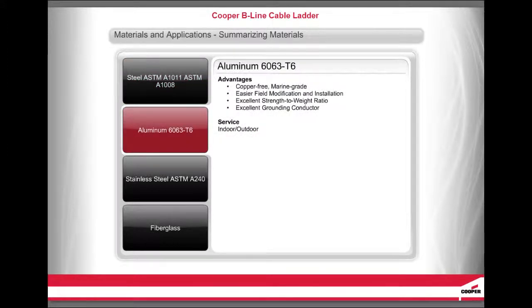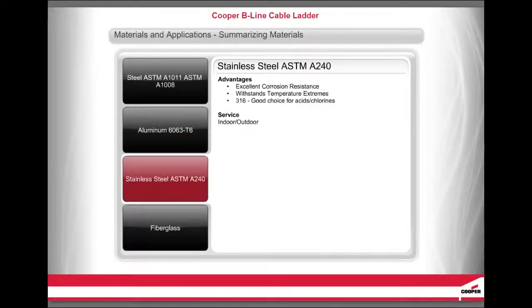Aluminum 6063-T6. Advantages: copper-free, marine grade, easier field modification and installation, excellent strength-to-weight ratio, and excellent grounding conductor. Service: indoor, outdoor. Stainless steel ASTM A240. Advantages: excellent corrosion resistance, withstands temperature extremes, and 316, good choice for acids, chlorines. Service: indoor, outdoor.